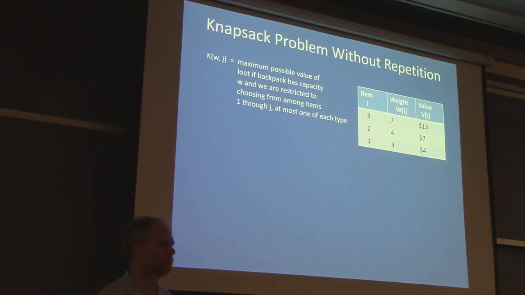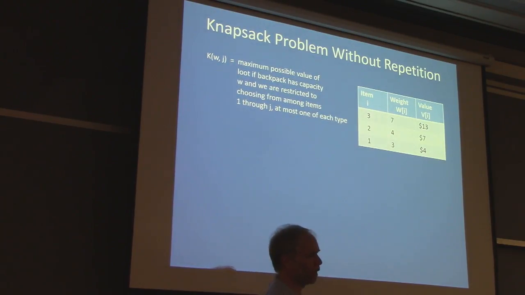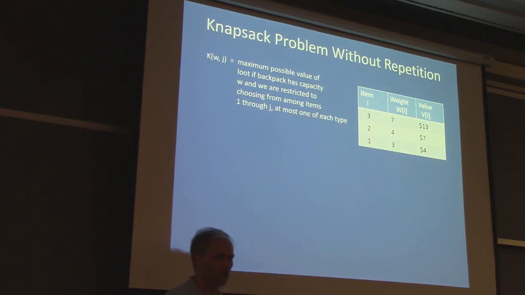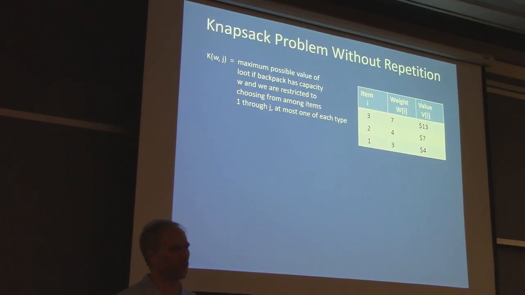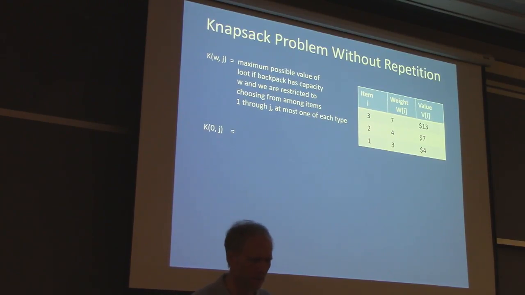Yeah, K of 100, comma 3. What's the best you can do with a 100-pound knapsack if you're allowed to choose from items 1 through 3? Now, you may be wondering, what's the second parameter for? Why is it necessary? Essentially, there has to be some memory. We've got to have some way of remembering whether we chose an item 3 or not. You only choose one.